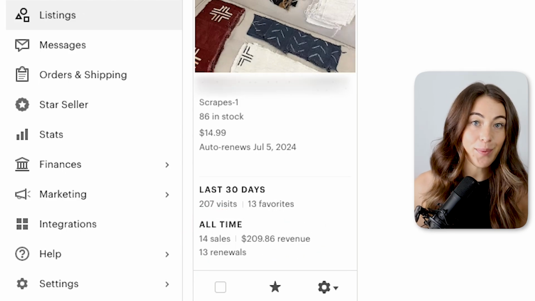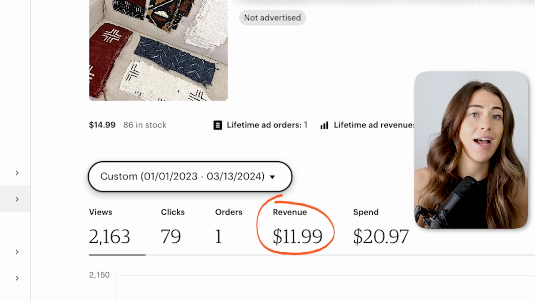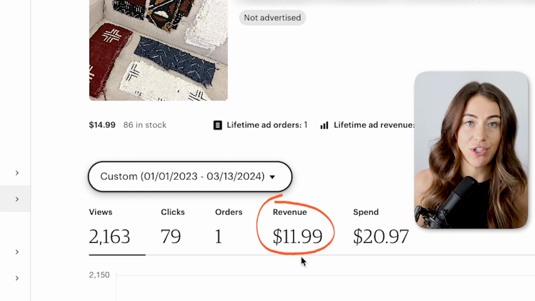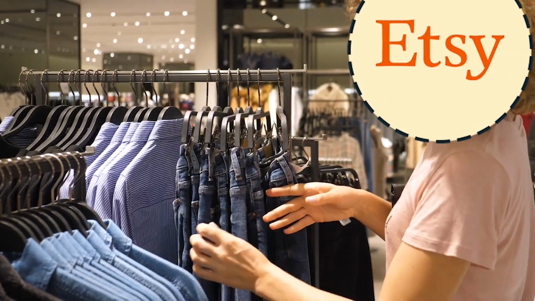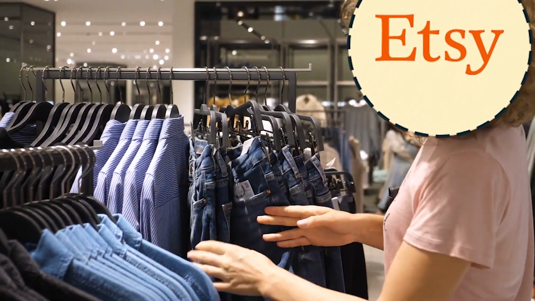But then here, when you go to the marketing tab, you see revenue, but it's saying that this listing only made me $11.99. And while these metrics might have some sort of meaning behind them, Etsy is really unclear on how each one of these is being calculated and why they're so different.